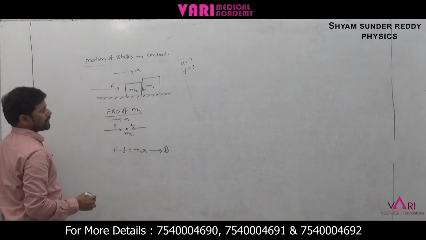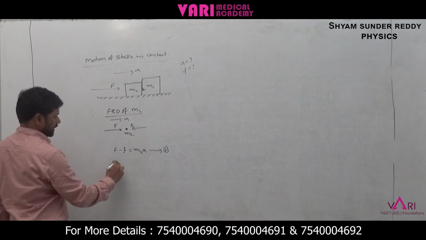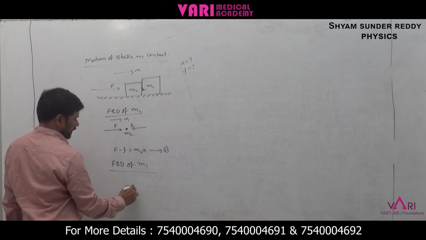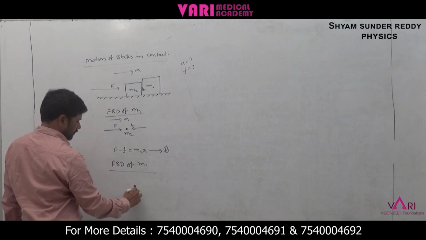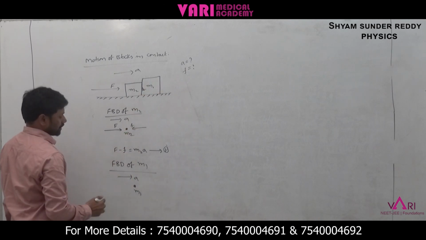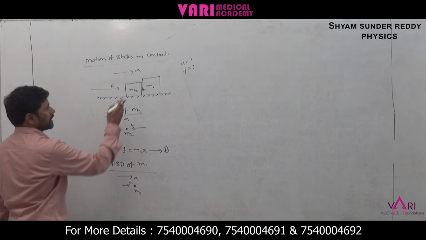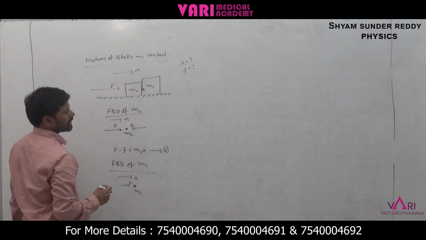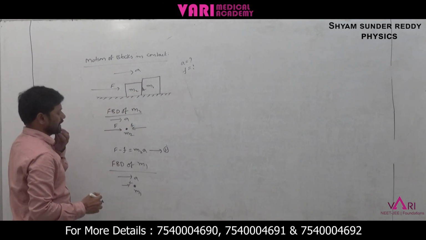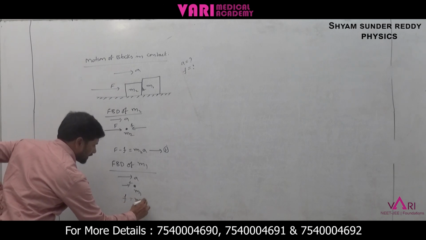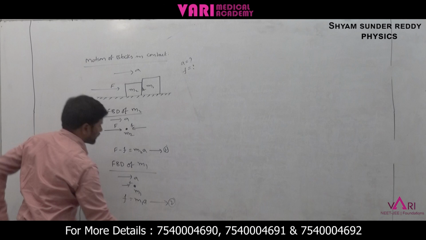And FBD of M1. Here, this is the M1. Acceleration is working in the same direction, and only the internal force is acting on this, small f. Okay, M2's force is applied on M1. That's the only one working. So we can take f is equal to M1A. This is the second equation.